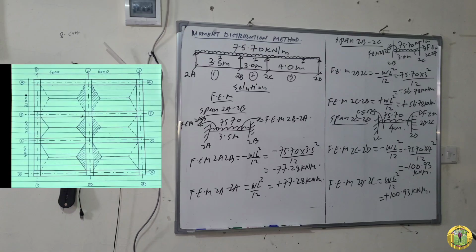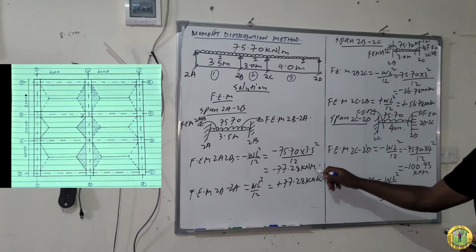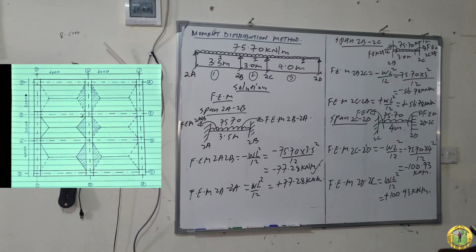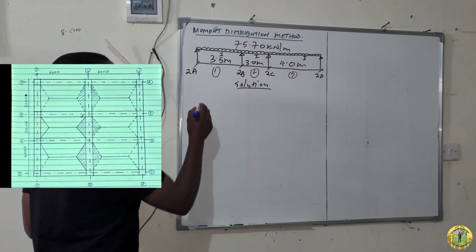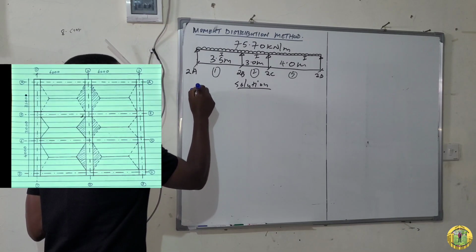The next step is to calculate stiffness factors. Before I clean the board, I want you to write these fixed end moments somewhere, because we'll use them in our proceeding calculation. So we now proceed to stiffness factors, which is K.